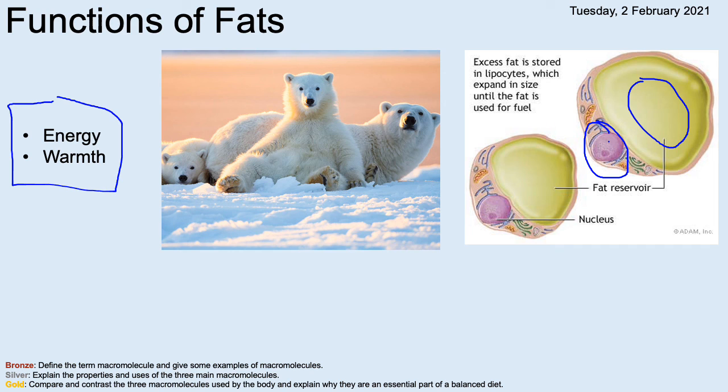The other function of fats is for warmth. Take these polar bears, for example. These polar bears have very thick skin, and they also have a thick layer of blubber underneath, which is fat. And they also have their fur as well. They have 2 coats of fur, and they even have furry toes to keep their feet warm, because it is so cold in their habitat that they need all of this protection against the cold. So those are the 2 main functions of fats that you need to know: energy and warmth.